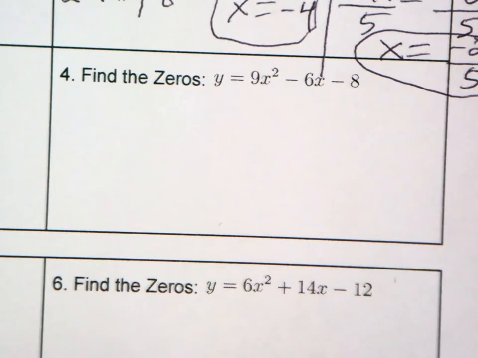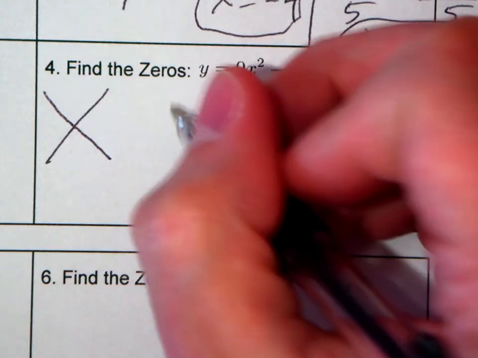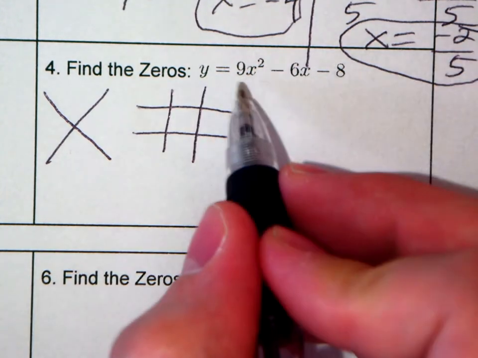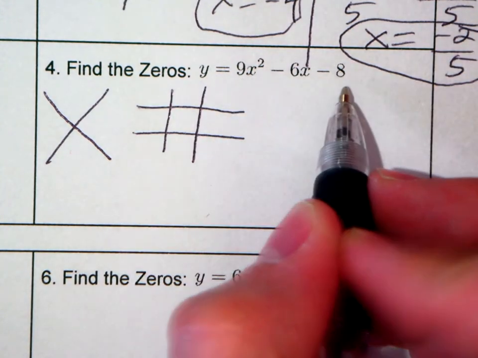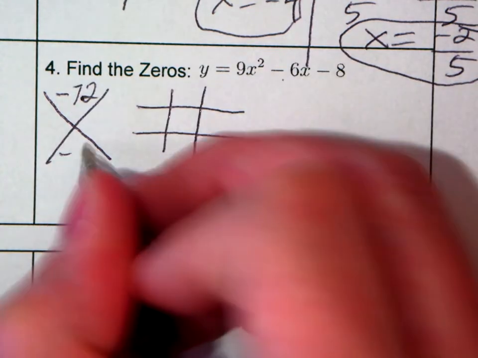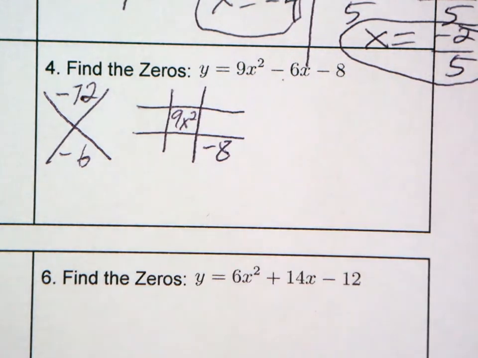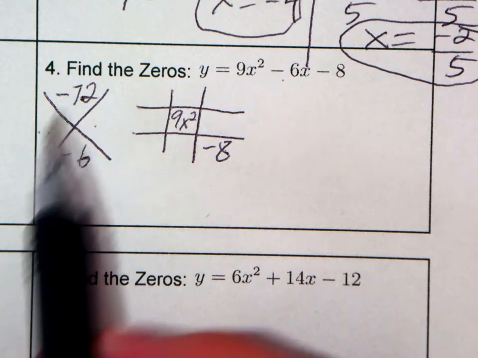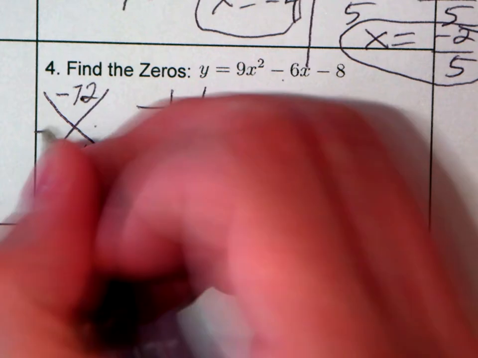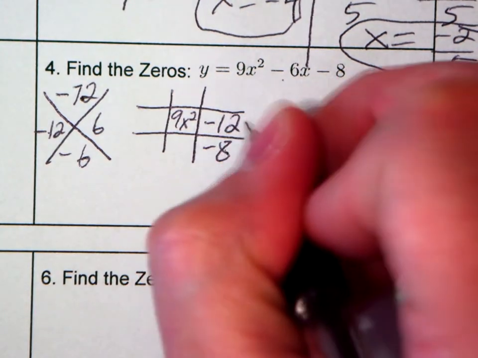For number 4, same steps, but then more at the end. So I'll start with an x and a 3 by 3 box. I know that a times c, or 9 times negative 8, is a negative 72. And on the bottom is my b value, which is a negative 6. In the box, a 9x squared and a negative 8 go here. And I try to figure out two numbers that multiply to make negative 72 and add to make negative 6. Those two numbers are negative 12 and positive 6. When I put them in the box, I add the x.